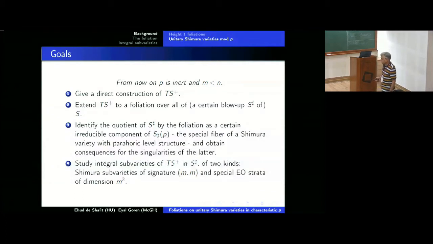And then finally, we want to study integral subvarieties of this foliation, and we will find integral varieties of two types: Shimura subvarieties, embedded Shimura varieties of lower dimension of signature (m, m), and also this special Eknath strata of dimension m squared that I mentioned before, which is the last one to which you can extend the foliation before you have to blow up. It will just have the right dimensions. It's a very nice picture.